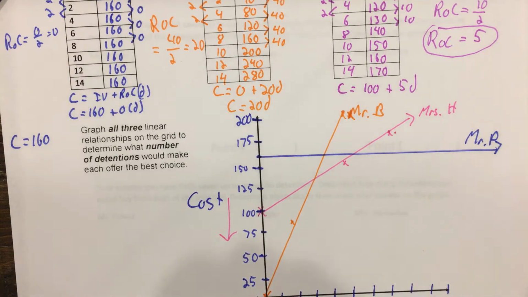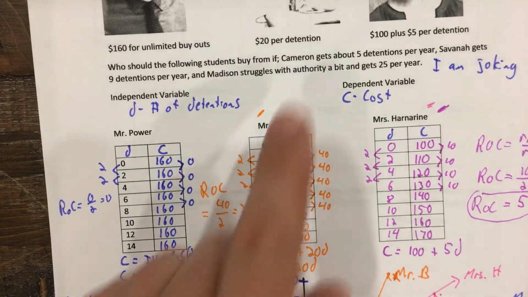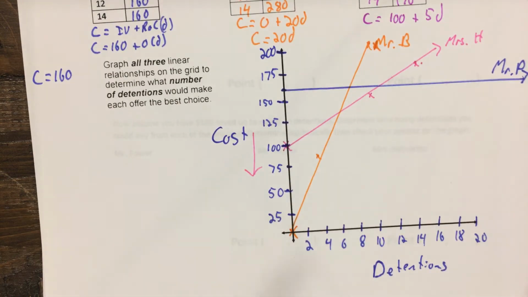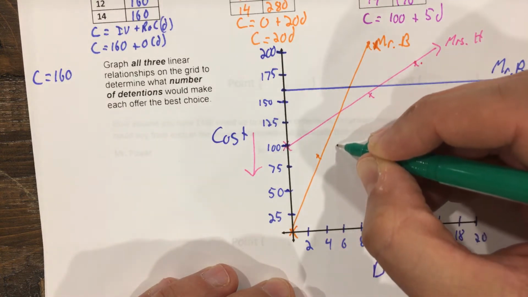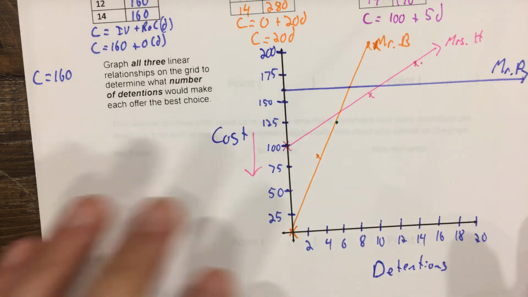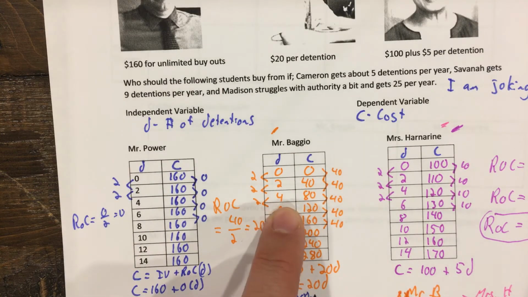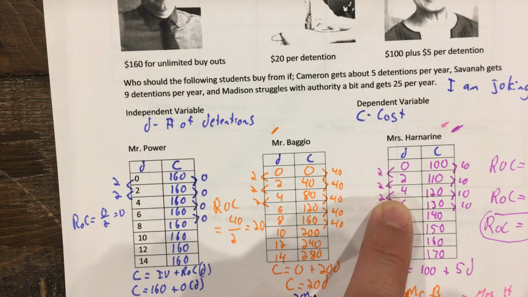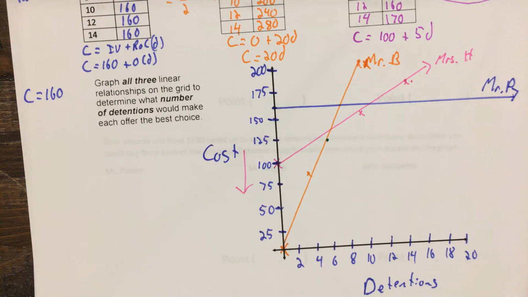So let's take a look at our students. Cameron gets about 5 detentions a year. So if we went up to 5 detentions, right here, we can see Mr. Baggio is slightly cheaper. 5 detentions for Mr. Baggio, if we put it right in the middle there, would be $100, whereas 5 detentions for Ms. Harnrein would be $125. So for Cameron, Mr. Baggio's the way to go.